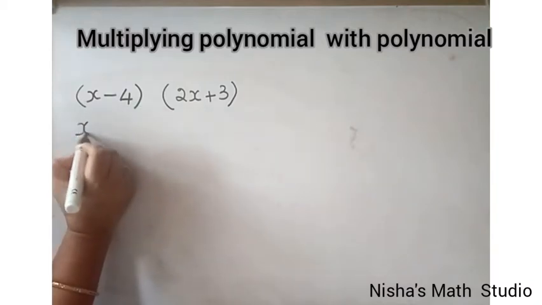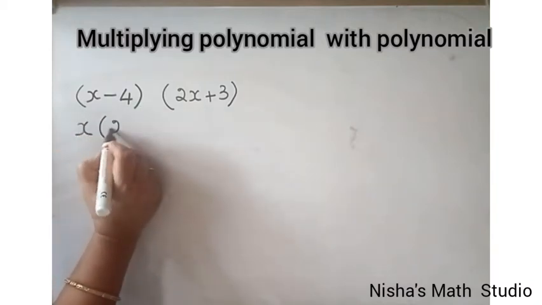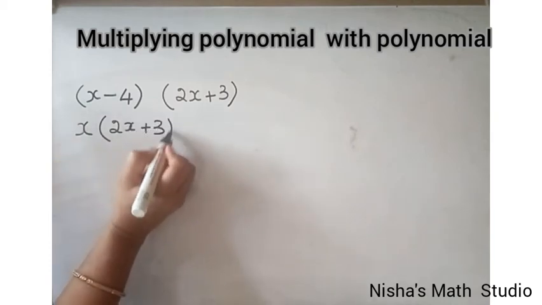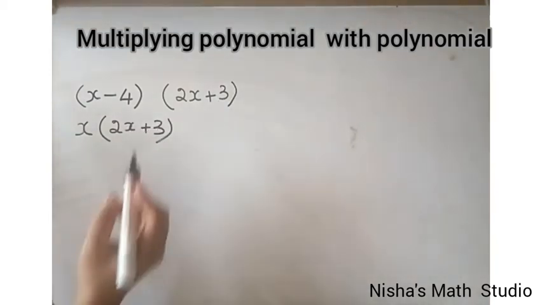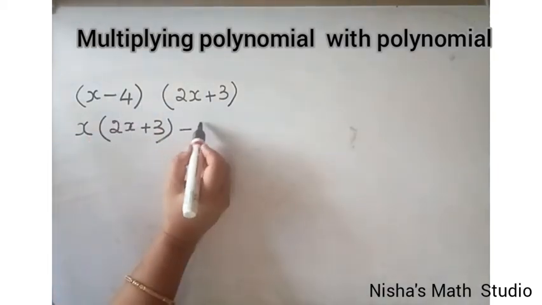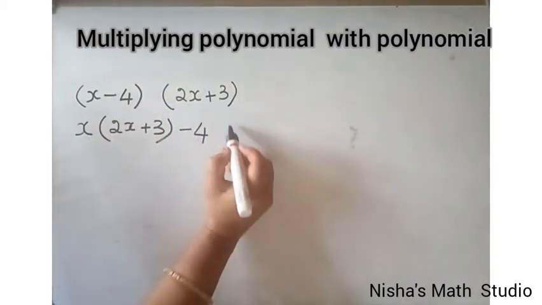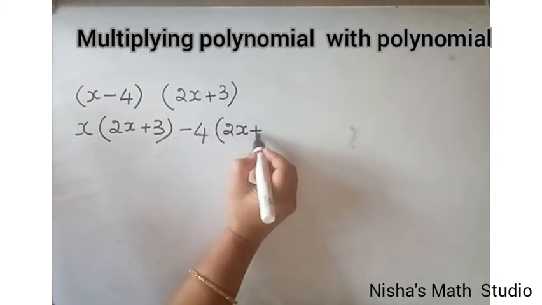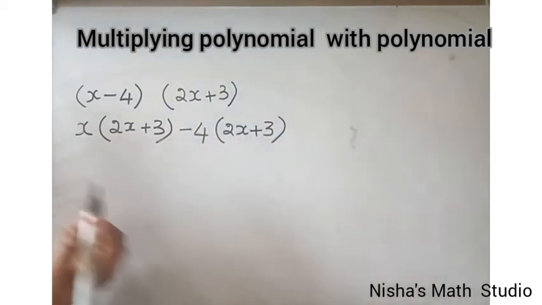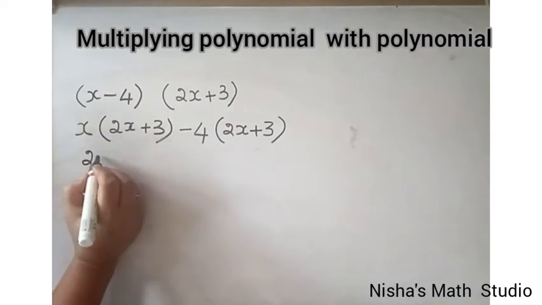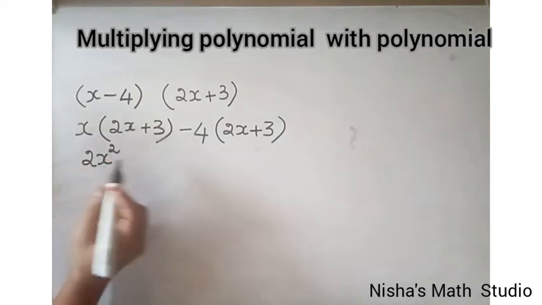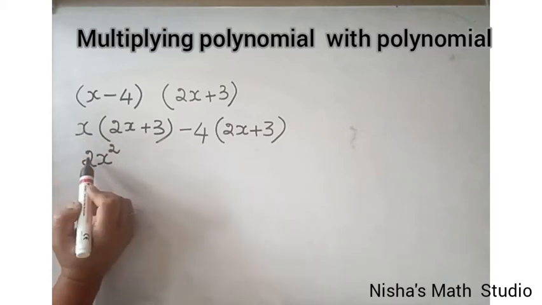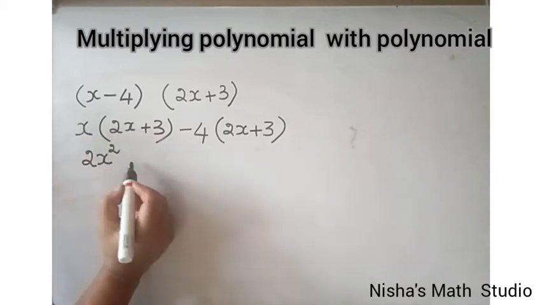Now we have to multiply the second expression once with x and once with 4. So first x multiplied by 2x plus 3. We have written this. Next what you have here, minus 4. This minus 4 again to be multiplied with 2x plus 3. This will give you 2x square. Correct? Numerical coefficient here is 1, so 2 1s are 2. X into x is x square.